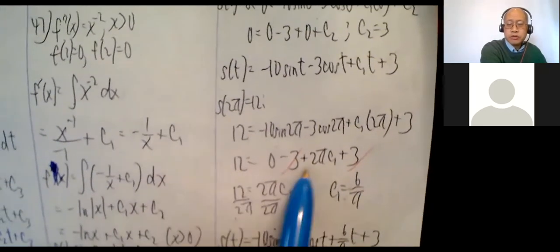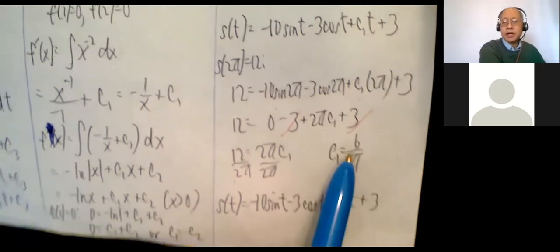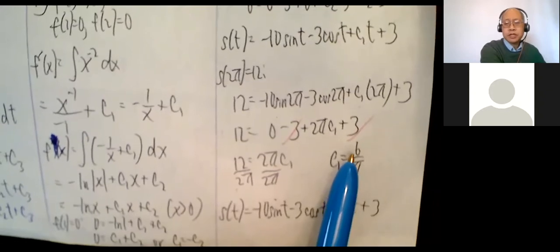So I have 12 equals 2 pi C1. Divide both sides by 2 pi. So C1 is 6 over pi. So my answer is just 6 over pi.